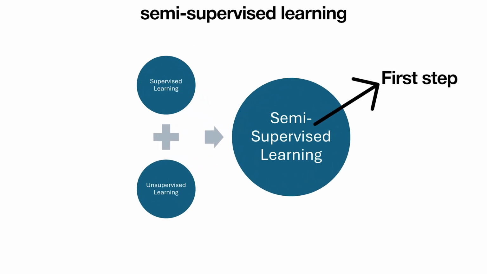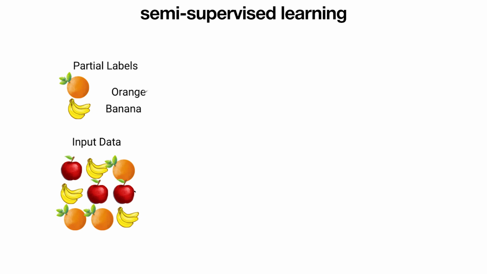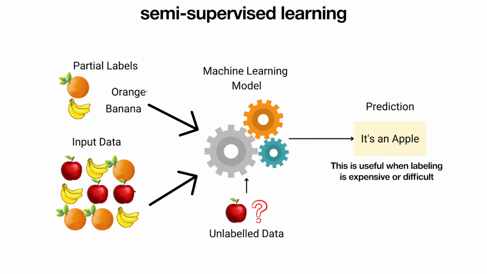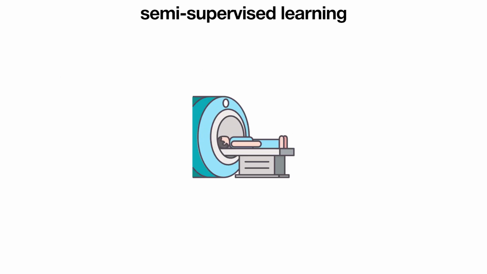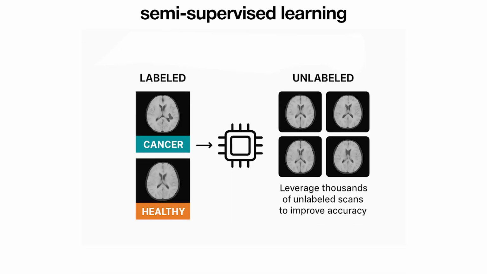Semi-supervised learning is quite literally the first step. It uses a small amount of labeled data with a large pool of unlabeled data. The model learns from the labeled examples, then extends what it knows to the unlabeled ones. This is useful when labeling is expensive or difficult. For example, in medical imaging, only a few scans may be labeled by experts, but semi-supervised techniques can leverage thousands of unlabeled scans to improve accuracy.